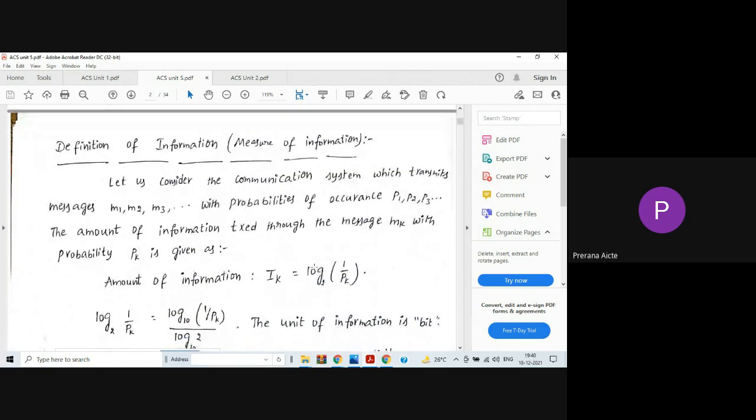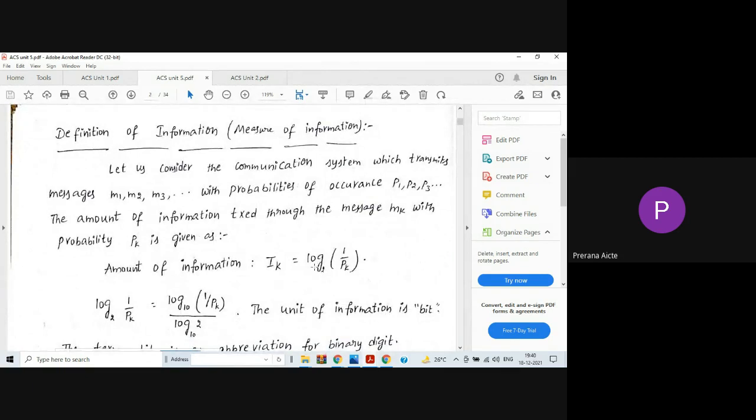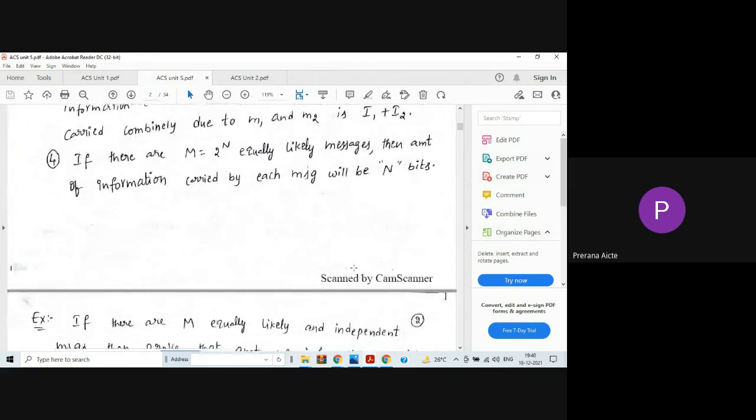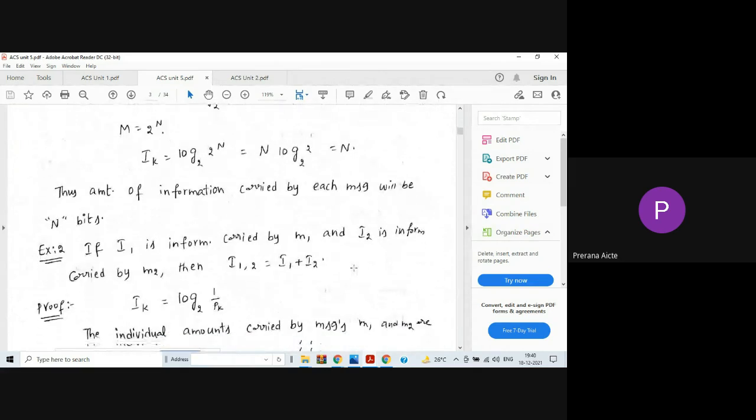Then how do you define information? Because in order to define the expression for entropy, we have to discuss these basic points. Let us consider a communication system which can transmit the messages M1, M2, M3 having probability values P1, P2, P3. The amount of information transmitted through a message with probability pk is Ik = log base 2 of 1 by pk. That is the information. Then how do you define entropy?